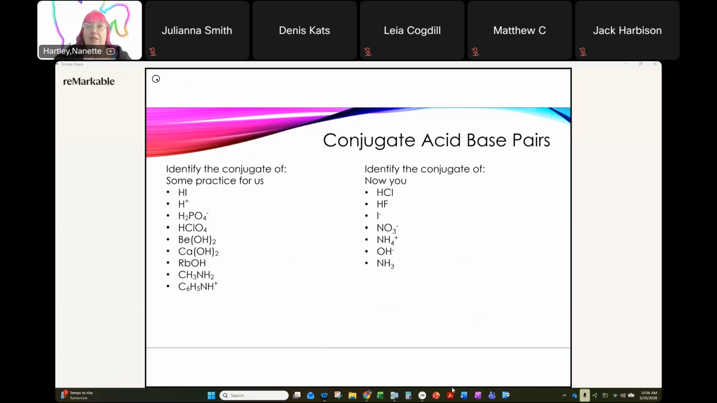All right. So I see HI here. I know that it has an H on it, and therefore its conjugate should just be the I minus. I took off an H plus, so it therefore has to be a negative, so I minus.